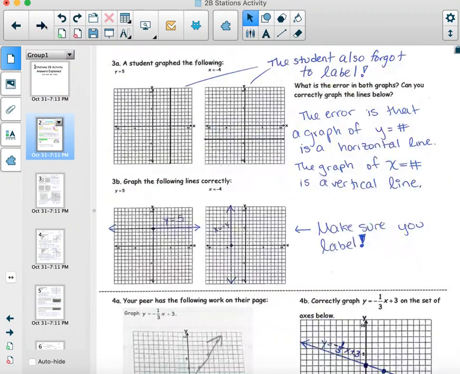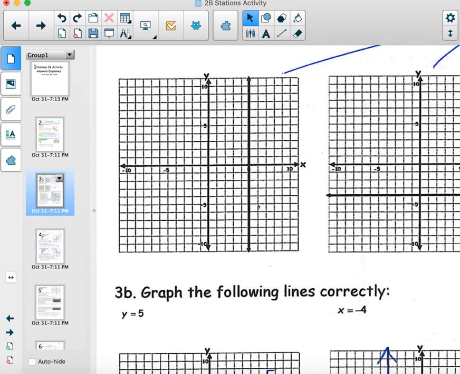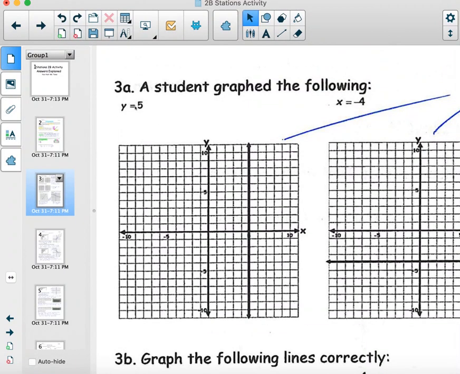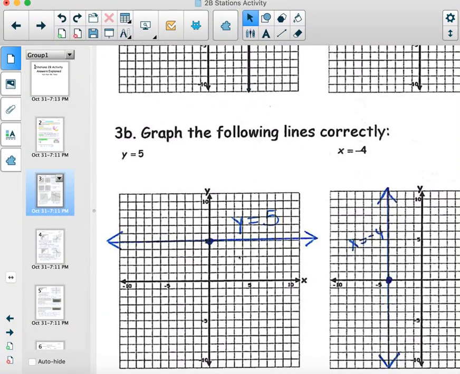Moving on. Alright, so number 3a, we have the student graph the following. So if I zoom in here, we have y equals 5. Okay, so for y equals 5, this student said this was going to be a vertical line. So when y is 5, does that make sense? When y is 5? Because look at it over here. When I walk from the origin all the way by 5 units to the right, that's when x is 5. So the error that we made was that we graphed this wrong. This should have been a horizontal line.